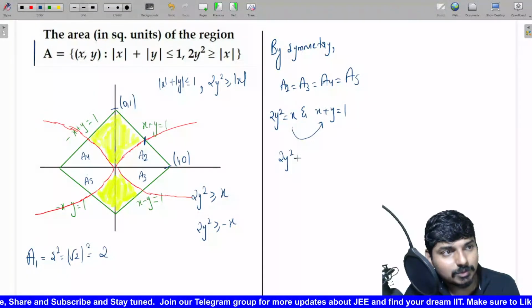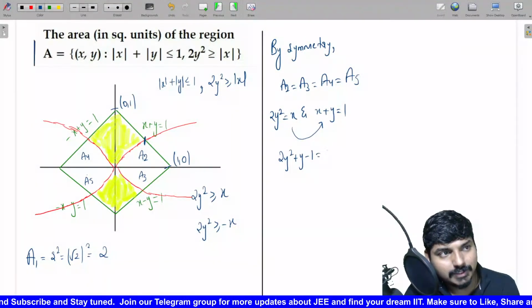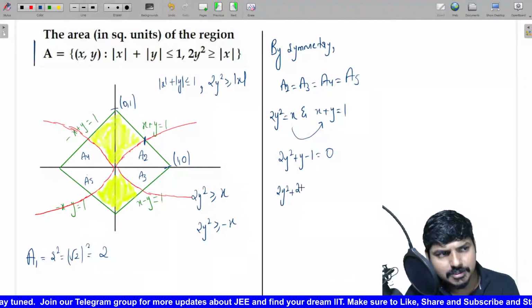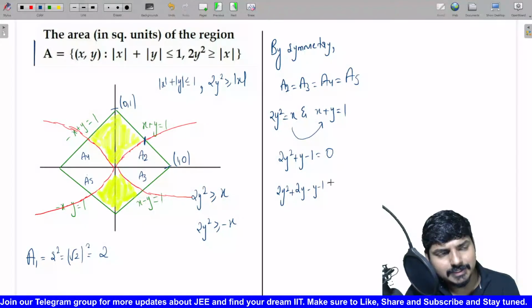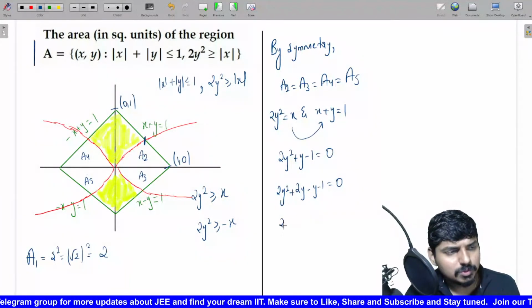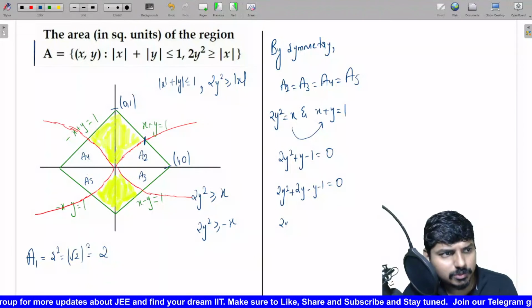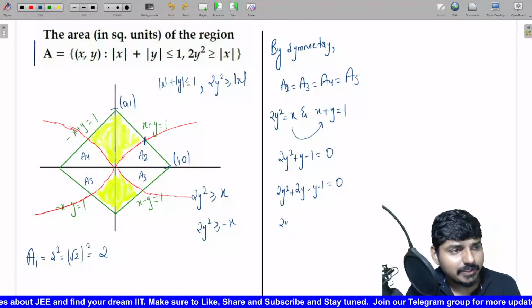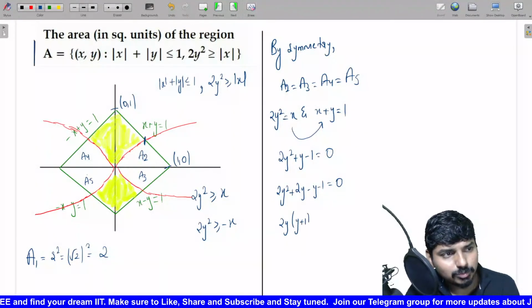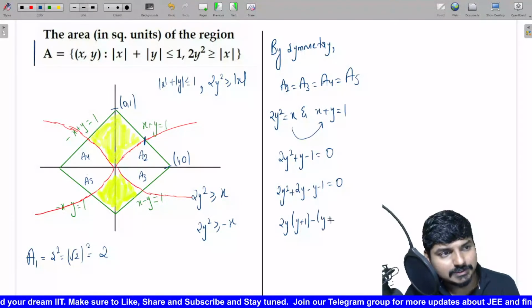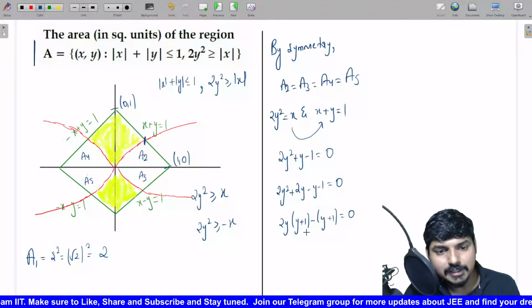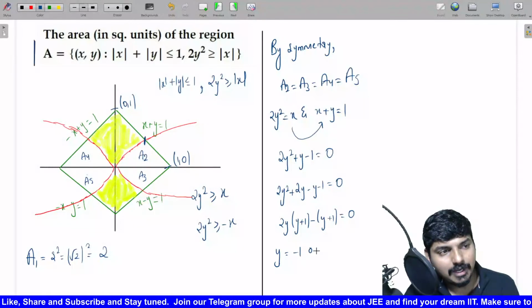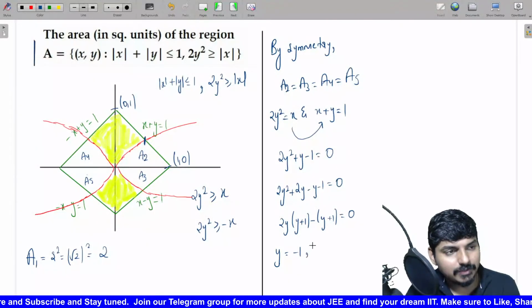I'll get 2y square plus y minus 1, everyone. Okay, so from here I'll get 2y square. If you do the factorization, it's 2y minus 1 into y plus 1 is equal to 0. So from here, the values of y you're going to get are minus 1 and 1 by 2.